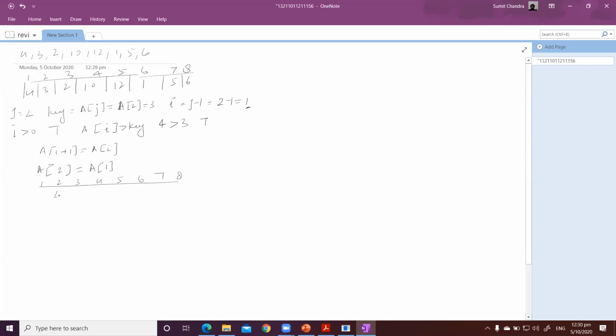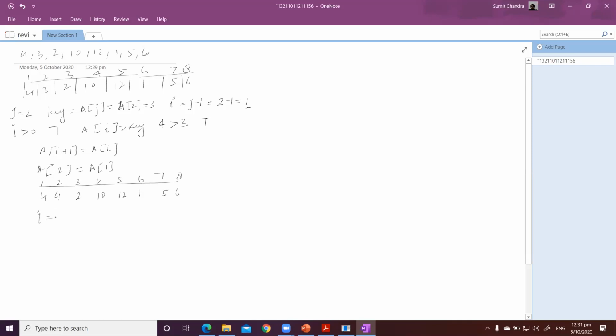After this step, the array will be: a[2] is equal to a[1], so this will become 4. This will also become 4, so 4, 4, 10, 12, 1, 5, 6. Is this step clear, class? Yes, sir.